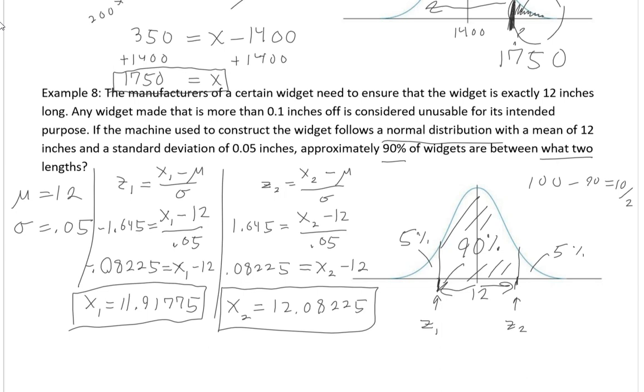Approximately 90% of the widgets are between that many inches long and this many inches long. Via the question, they said that it's fine if it's within 0.1 inches, but if it's more than that, it's bad. And both of these values are within 0.1 inches, so they both seem okay. They're both usable for their intended purpose. But that wasn't really part of the question. All right, so that was probably the most complex one because you had to find two different values. But if it does split the difference like that, one z-score should be just the positive and negative version of the other one. So not too bad.